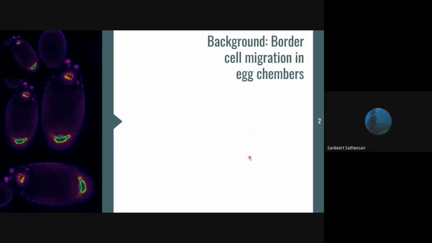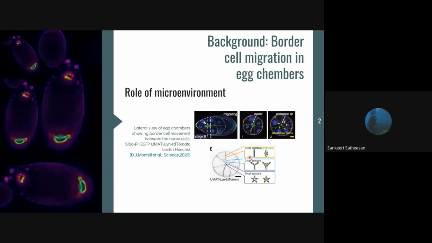Now, a very recent study done by Denise Montell established the fact that the microenvironment experienced by this cluster also controls the migration. Now, if you look at this figure, there are two sections, 1 and 2, which are the ML sections of this picture, and it is shown here as 1 and 2. What you can infer from both of these figures is that the cluster always stays in the center. So this is the cluster and this is the protrusion tip of the cluster.